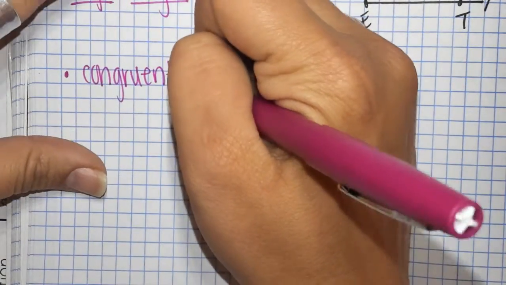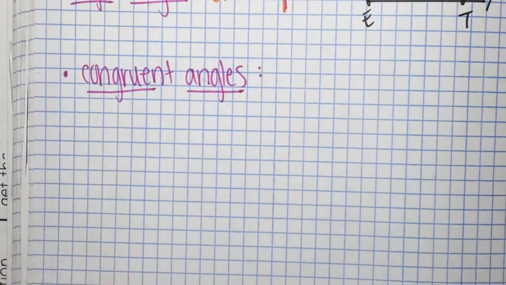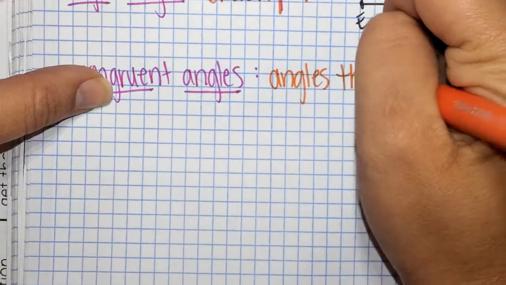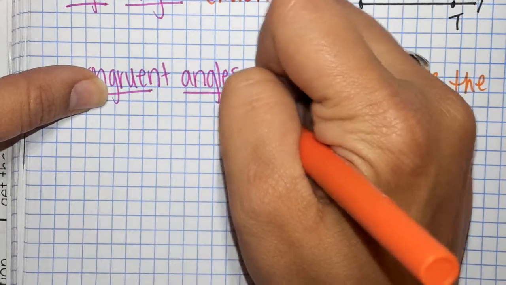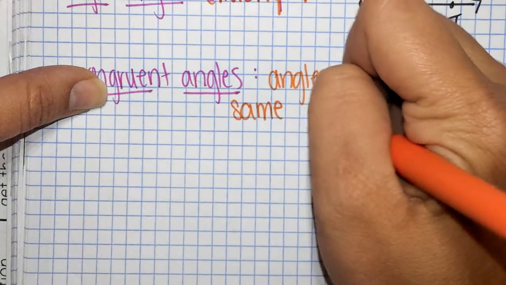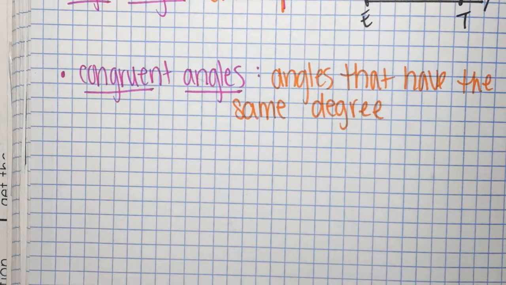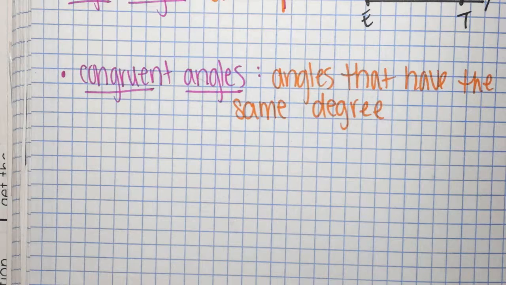So congruent angles: angles that have the same degree. So what's the degree of an angle again? 90. It depends on the angle. But how do you find it? You use your protractor to measure. Yes, that's what I wanted.